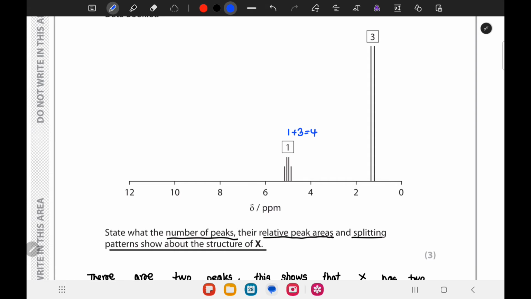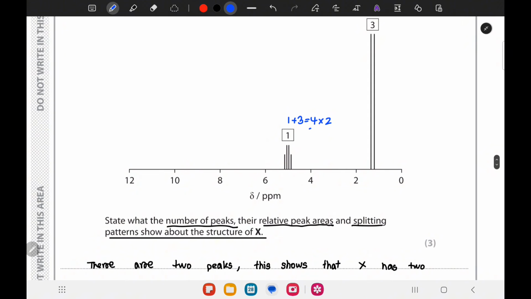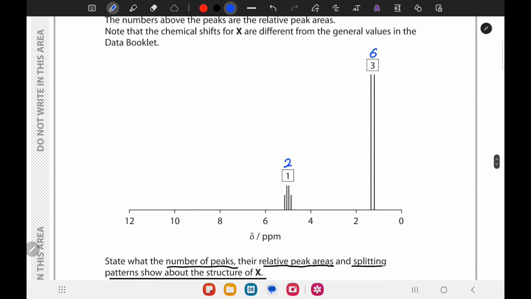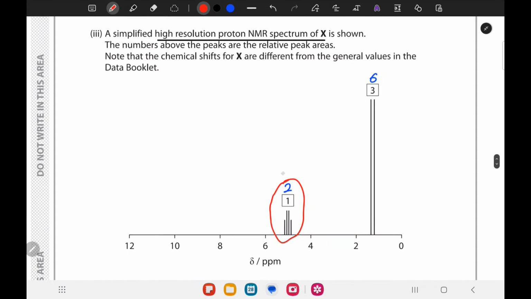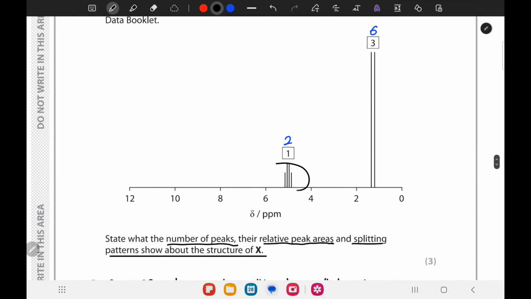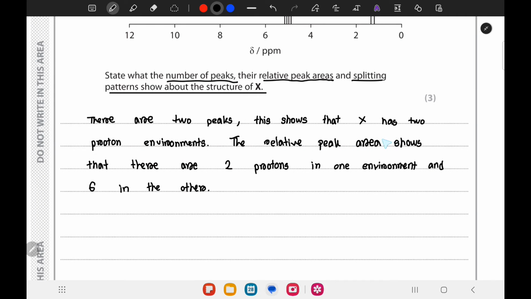So 1 plus 3 is 4. In X we have 8 hydrogen. So we have to times 2 to get 8. So if we double both of these peak areas, we'll get the number of hydrogen in each environment. So in this environment, there are 2 hydrogen, and in the other environment, there are 6 hydrogen. So we get 8 hydrogen in total, 2 in one environment, 6 in another. We talk about how the relative peak area shows that there are 2 protons. We can write hydrogen over here as well. So 2 protons in one environment and 6 in the other. Finally, we talk about their splitting patterns.